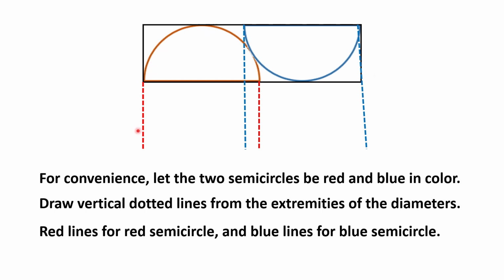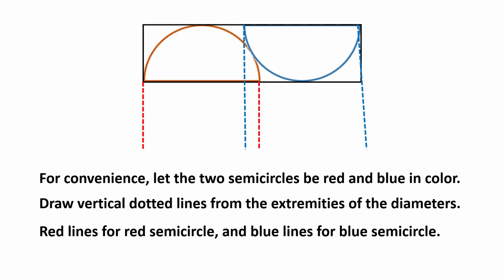So the distance between the first red line and the last blue line is the width of the rectangle or the horizontal dimension of the rectangle. So what we are doing, from the extremities of the diameter, we are drawing two lines. First semicircle red in color, so two dotted lines red in color, and the second semicircle blue in color, so two dotted lines blue in color. So the distance between the red lines is equal to the diameter of the first semicircle, and the distance between the blue lines is equal to the diameter of the second semicircle.